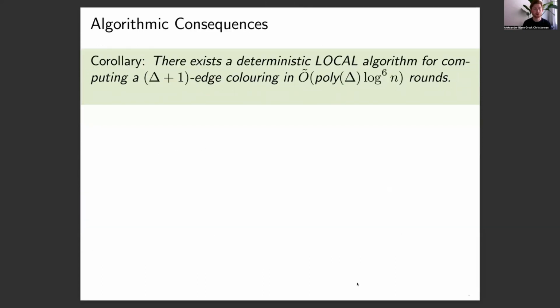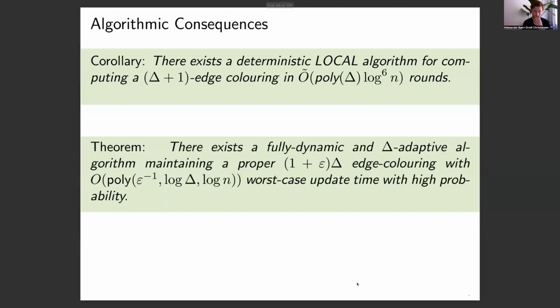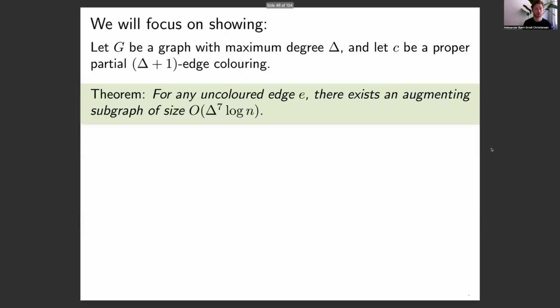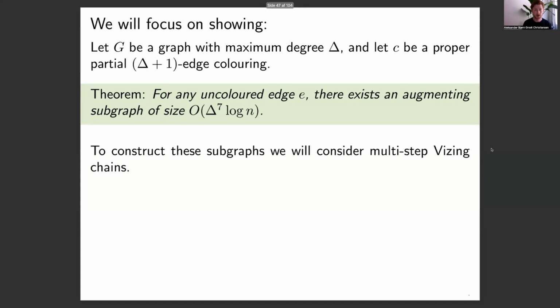And as corollaries, we basically get a faster local algorithm. And we also get, it's not faster, but we get a dynamic algorithm, which has, first of all, its worst case guarantees, but more importantly, the dependency on delta. It works for all deltas and does not require some lower bound on delta that was required before. Okay, but for today, we'll focus on talking about the existence of these small augmenting subgraphs.